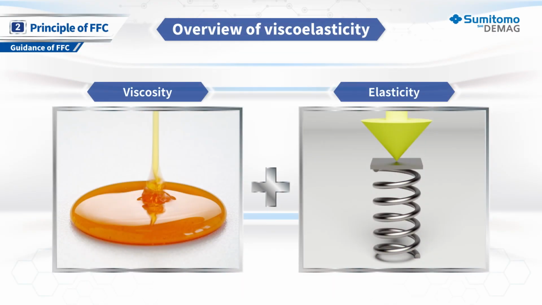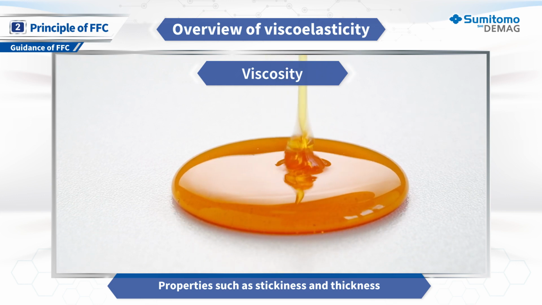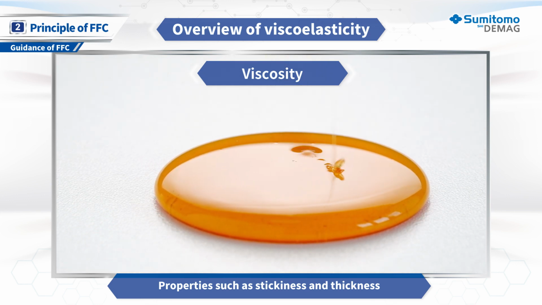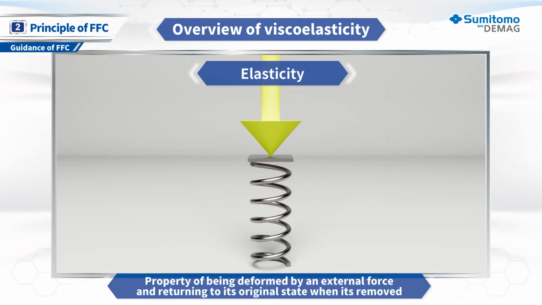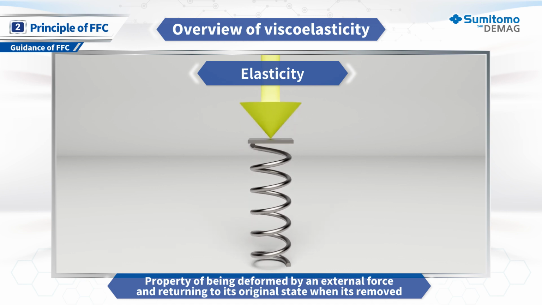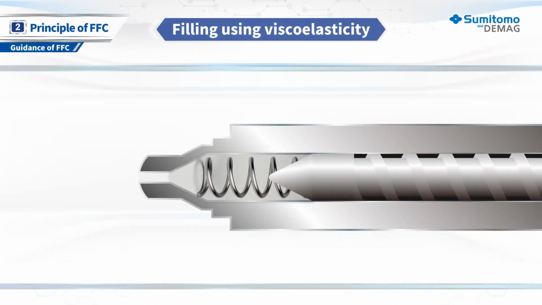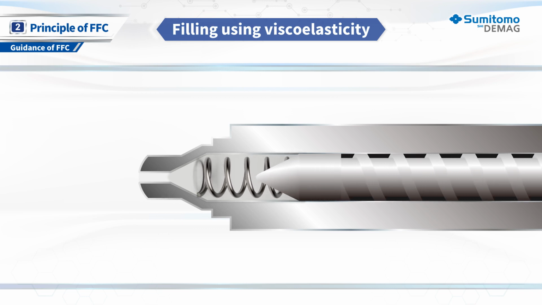Viscoelasticity, as the term implies, is a property that has both viscous and elastic characteristics. Viscosity is the stickiness or thickness of a substance, and elasticity refers to the property of being deformed by an external force and returning to its original state when removed, like a spring. Resin has both the characteristics of viscosity and elasticity.